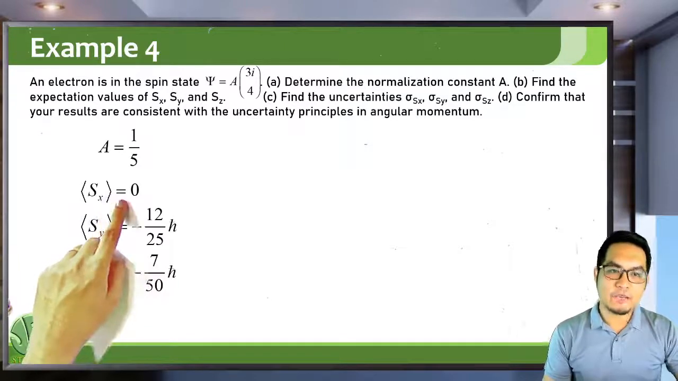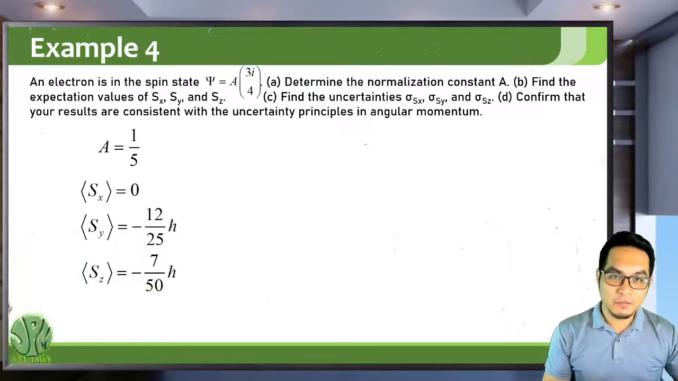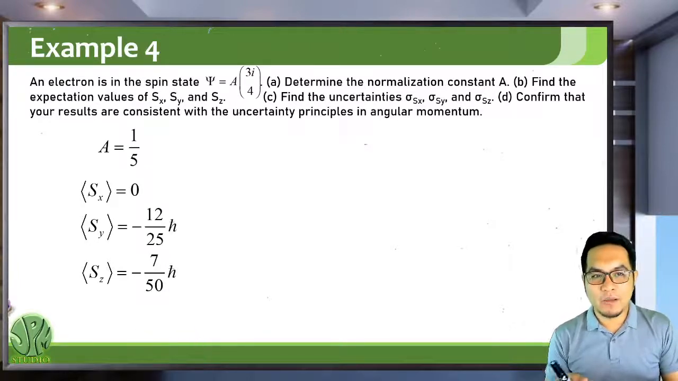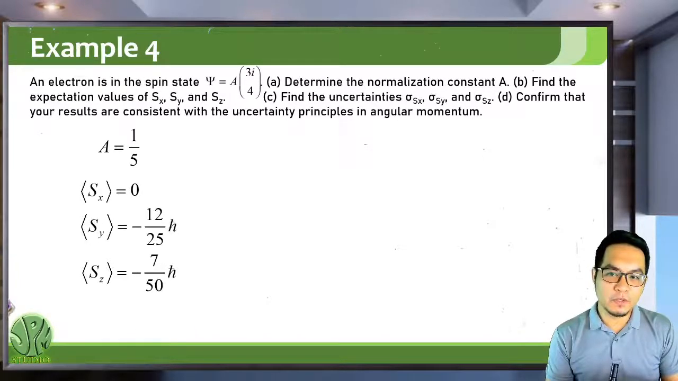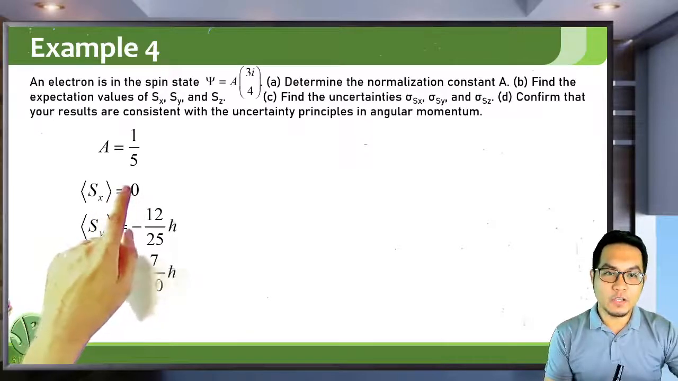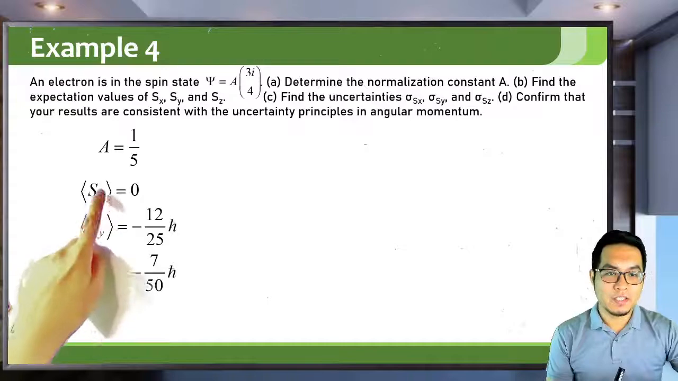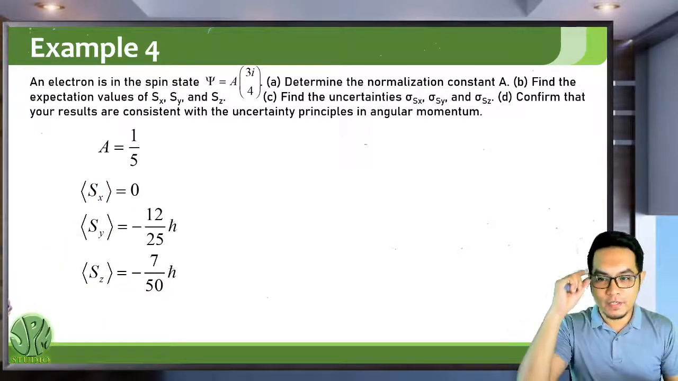If the average value is 0, this means that half of the time the value that you will get is positive h bar over 2, and half of the time the value that you will get is negative h bar over 2, such that you will get 0. You will notice also that if you calculate the probability that when you measure Sx you will get plus or minus h bar over 2, the two probabilities are the same. That is the reason why you get an average of 0.